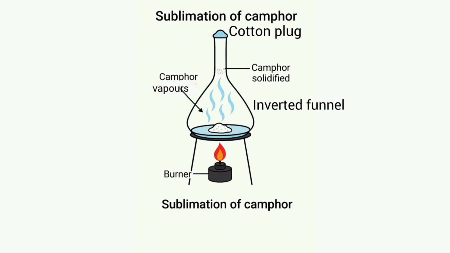To observe how sublimation happens, crush some camphor and place it in a china dish. Cover it with an inverted funnel and plug the funnel stem with cotton. When you gently heat the china dish using a burner, the camphor starts to disappear and you will see some white solid particles collecting on the inner surface of the funnel. This shows camphor turning directly into gas and then back into solid, a clear demonstration of sublimation.